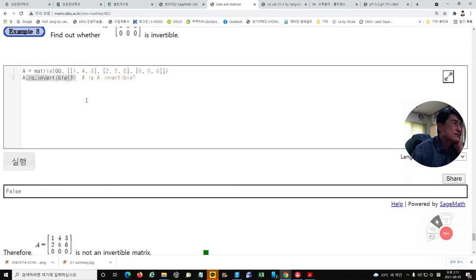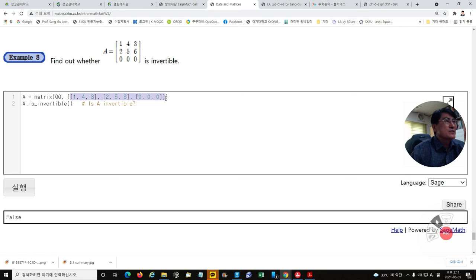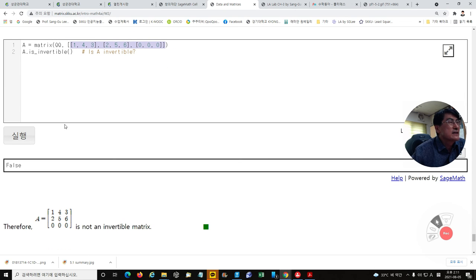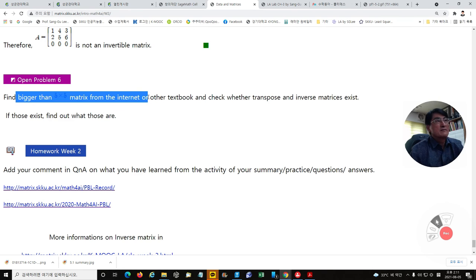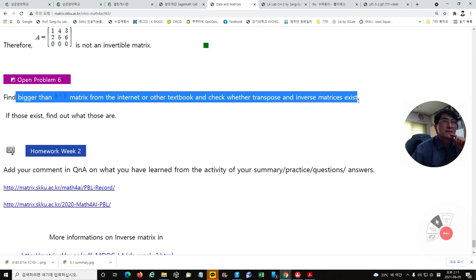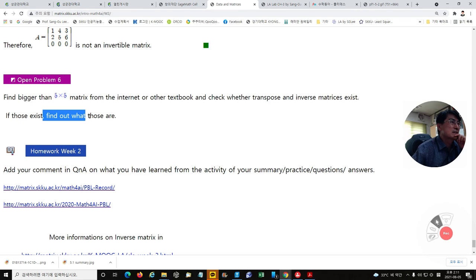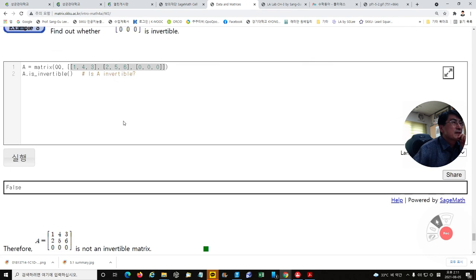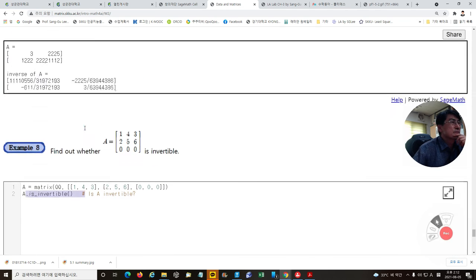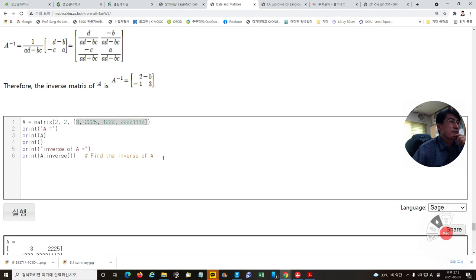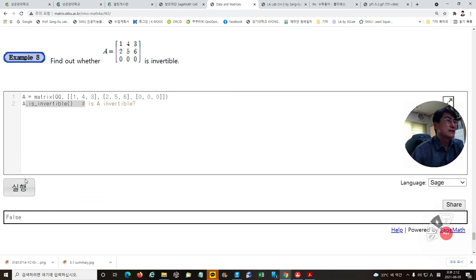Okay, and you can check any size of matrix that you see from your book, and check whether those matrices are invertible or not. And here, find a bigger 5x5 matrix from the internet or another textbook and check whether the transpose and inverse matrix exist. If those exist, find out what those are. So if you find the matrix, you can put the 5x5 matrix in here, and then you can check the inverse. You can find it here.